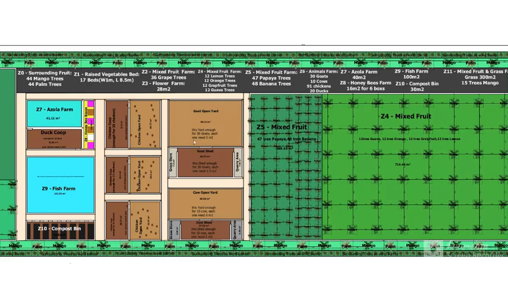This is zone 6. Zone 6 is the animals. Zone 7 is the Azolla farm. It's about 41 square meters. This is zone 7, the Azolla farm. Zone 8 is the honeybee farm. The honeybee farm is about 16 square meters.